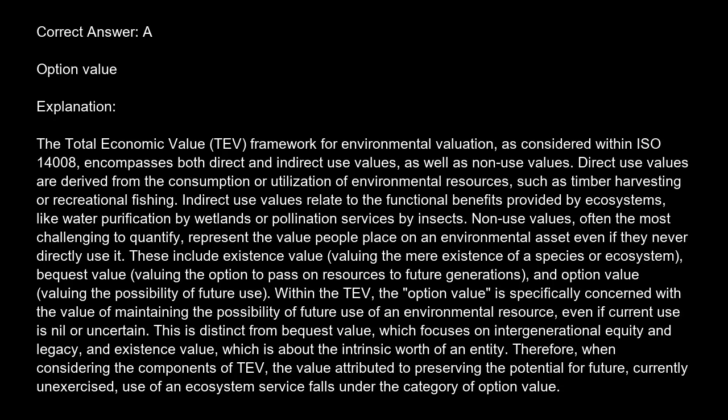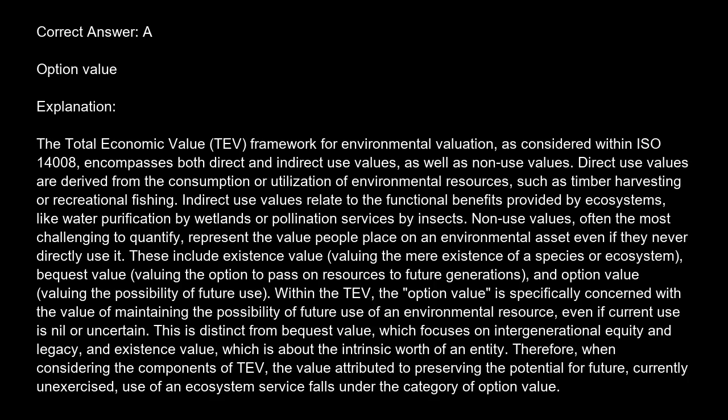Explanation. The total economic value (TEV) framework for environmental valuation, as considered within ISO 14008, encompasses both direct and indirect use values, as well as non-use values. Direct use values are derived from the consumption or utilization of environmental resources, such as timber harvesting or recreational fishing. Indirect use values relate to the functional benefits provided by ecosystems, like water purification by wetlands or pollination services by insects. Non-use values, often the most challenging to quantify, represent the value people place on an environmental asset even if they never directly use it.